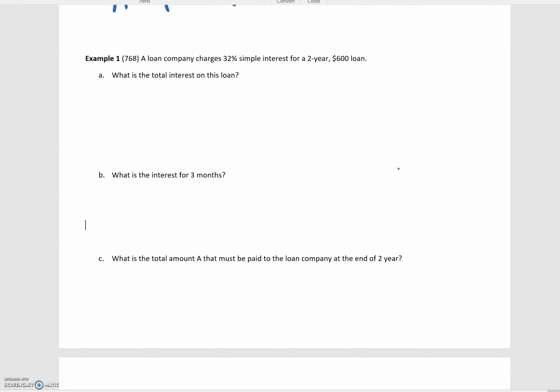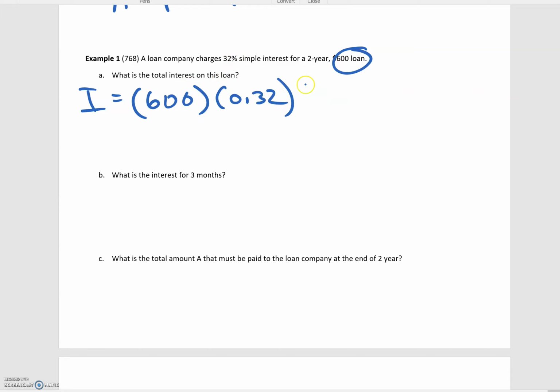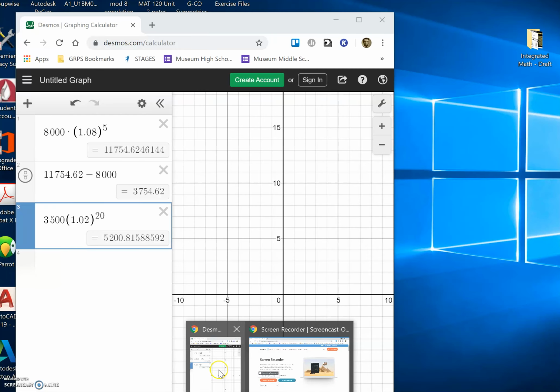In example 1 on page 768, it discusses a loan charging 32% simple interest for 2 years. We're going to look specifically at a $600 loan. If we're looking at the total interest of an object, we're going to use that first equation, I equals PRT. So the interest is going to be equal to the principal, which is $600, times the rate, 32%. We're going to convert that to a decimal, and the time, which is 2 years. And we can use a calculator to calculate the interest.